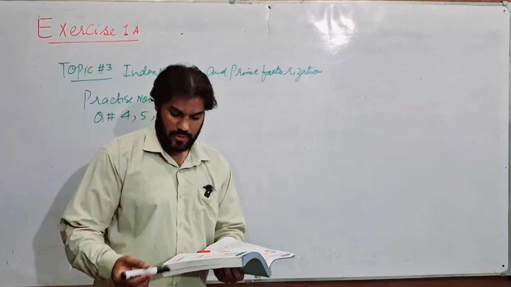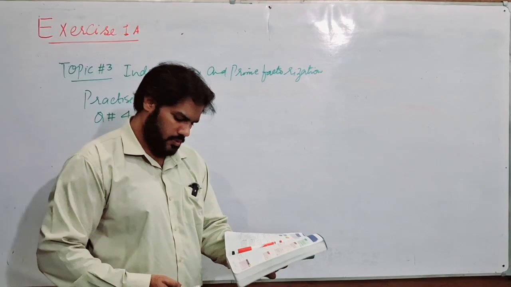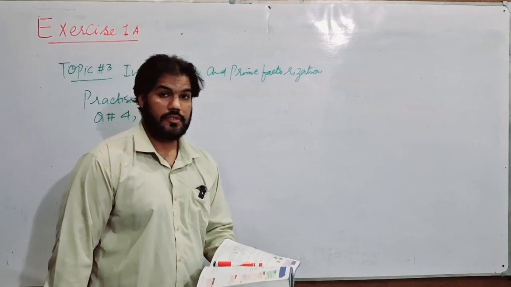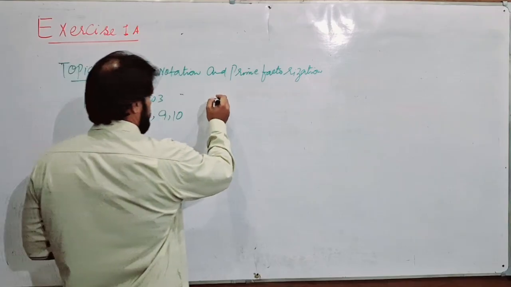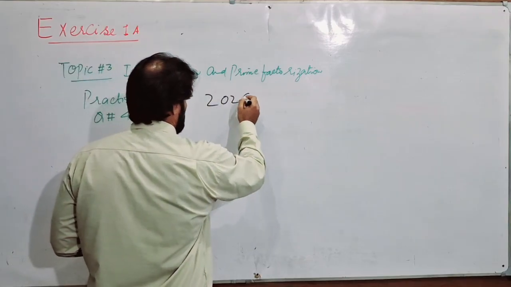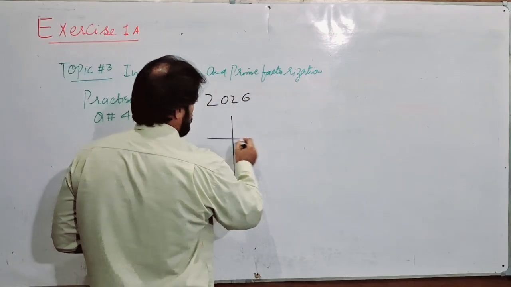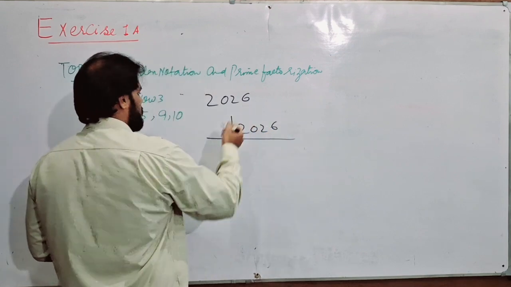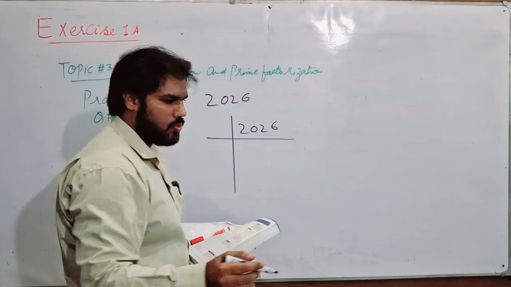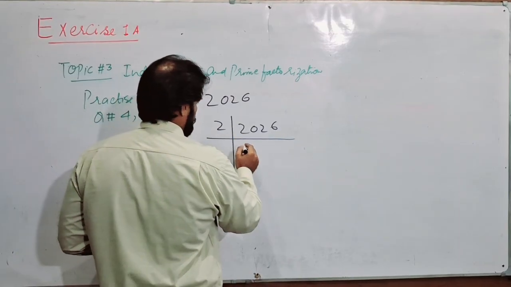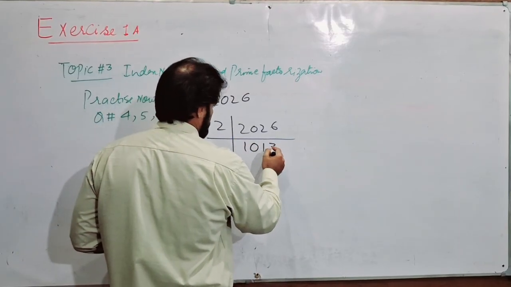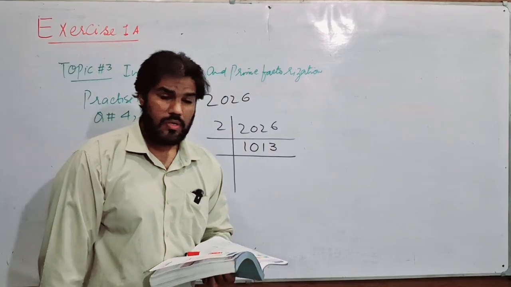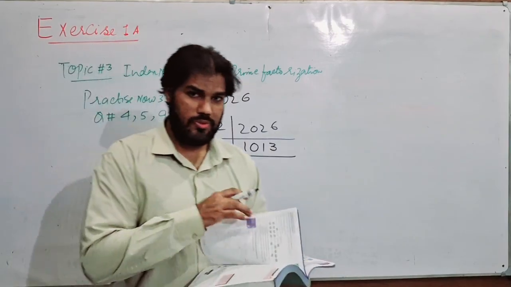Question number 5 has 2 parts. In the first part, express 2026 as a product of its prime factors. We have to make the prime factorization of 2026. We will use the division process. Clearly this number is an even number, so it is divisible by 2. So when you divide it, we get 1013. Is 1013 prime or composite?